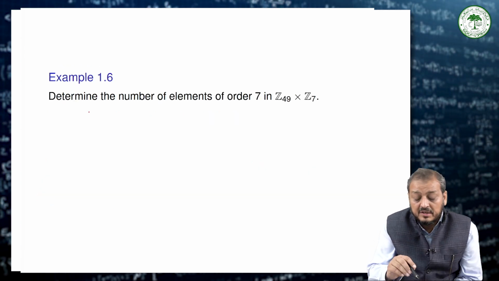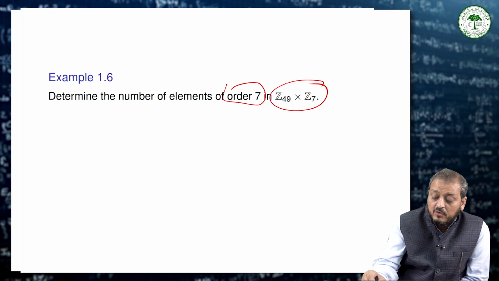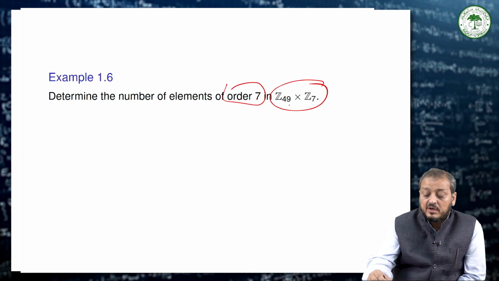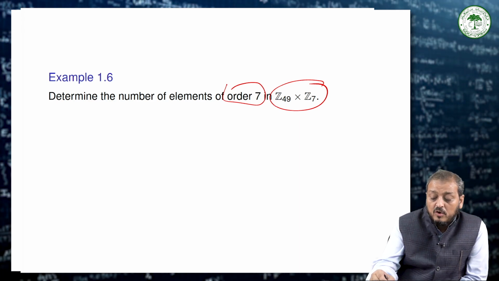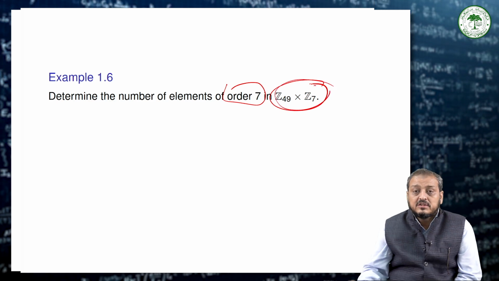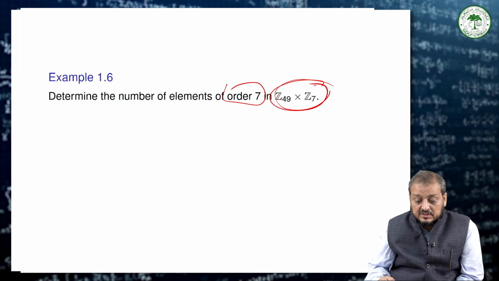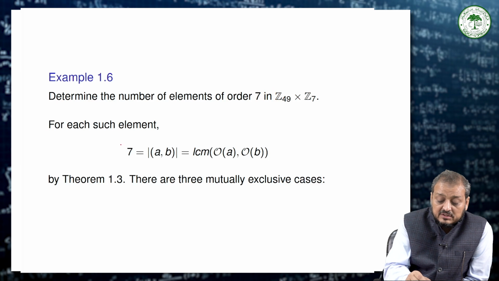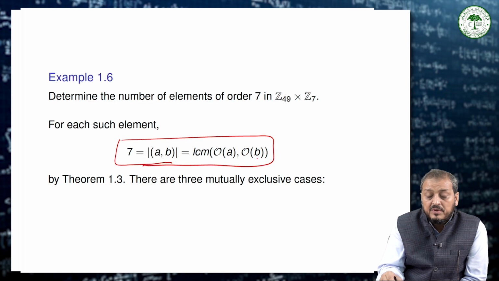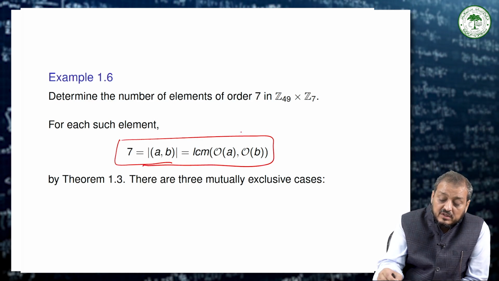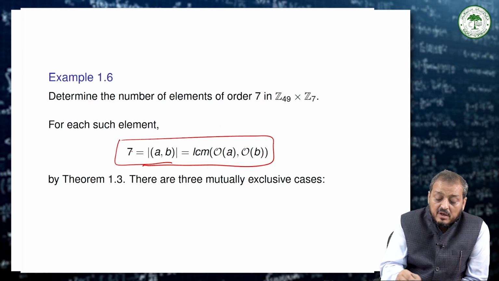Determine the number of elements of order 7 in this group. We take the group Z49 cross Z7, and now we have to find the number of elements of order 7. So how many elements of order 7 are in Z49 cross Z7? First we take 7 as the LCM of the order of A and the order of B. So this means we have to find where the order of (A, B) is the LCM of the order of A and the order of B, and this is equal to 7.